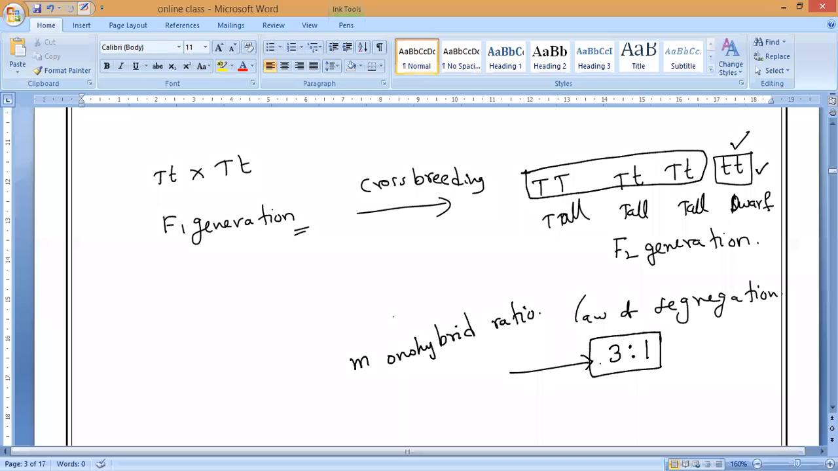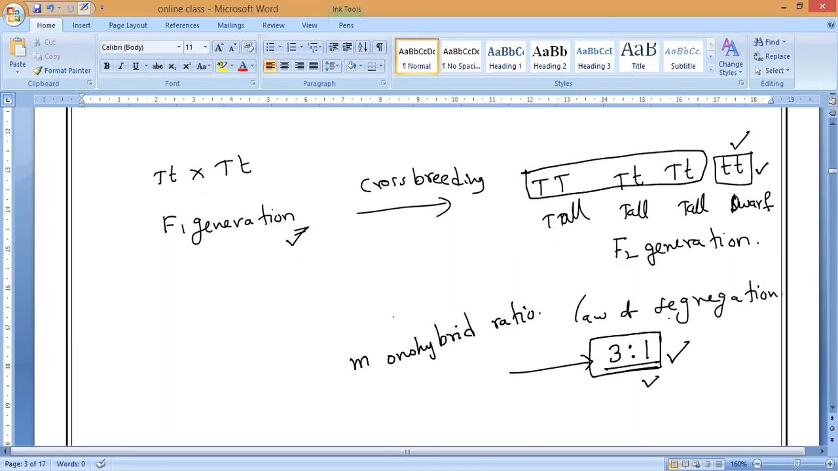Ratio. Understand? So that is what we used to call the first monohybrid inheritance. In monohybrid inheritance, the ratio of tall plants versus dwarf plants in the F2 generation after crossing the F1 generation is 3:1. This is what we call the monohybrid ratio. These results of the monohybrid cross enable us to formulate the first law of inheritance, which we call the law of segregation.